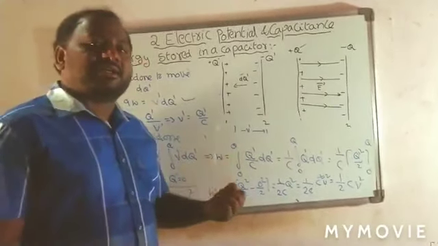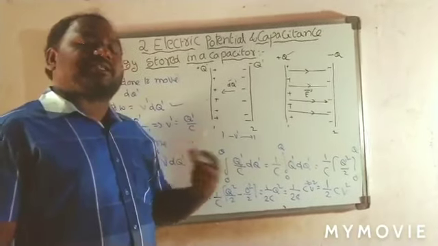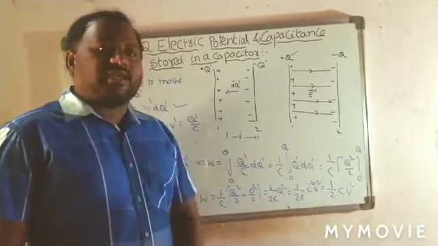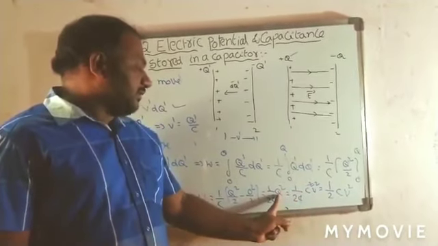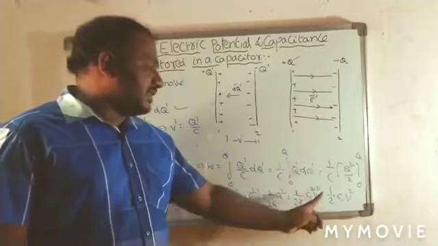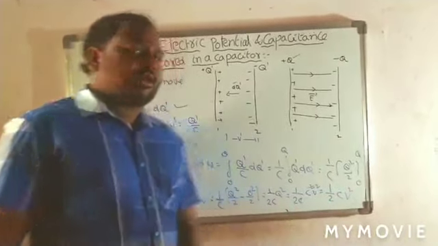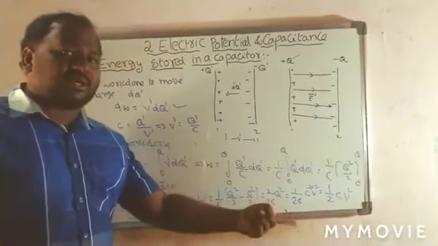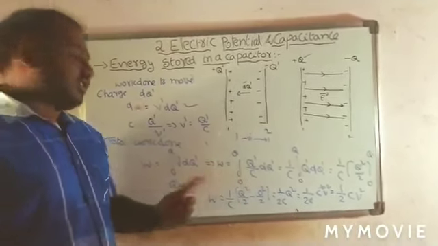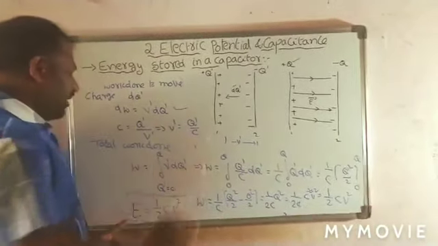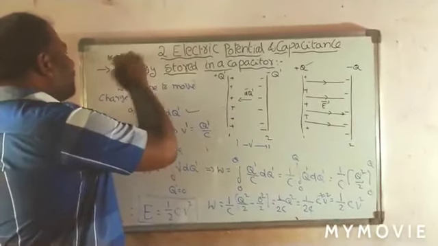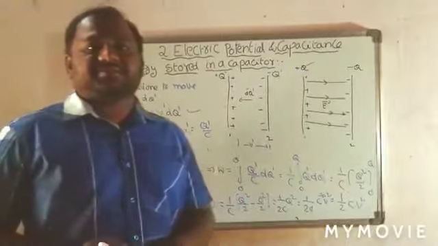But from the definition of capacitance we know that Q is equal to C into V. By substituting C into V in place of Q, we get C square V square, and one C and C cancel, so this is half CV square. Then the total work done is nothing but the total energy in the capacitor. Therefore the total energy stored in the capacitor is half CV square. This is an important derivation for 3 marks.